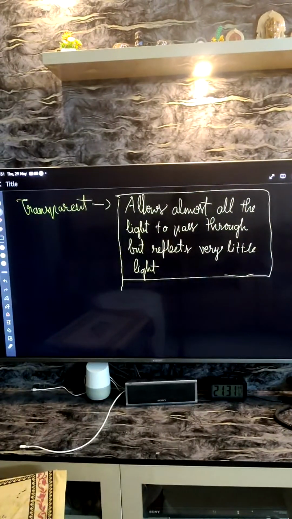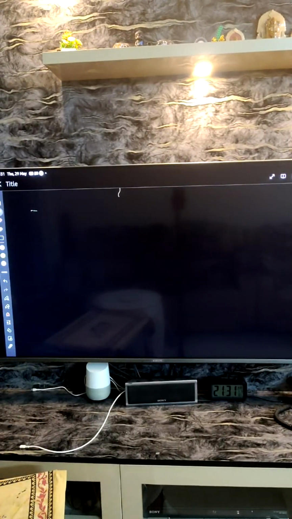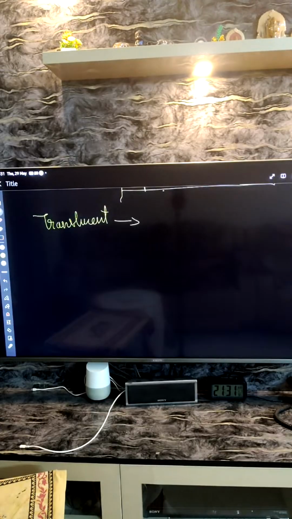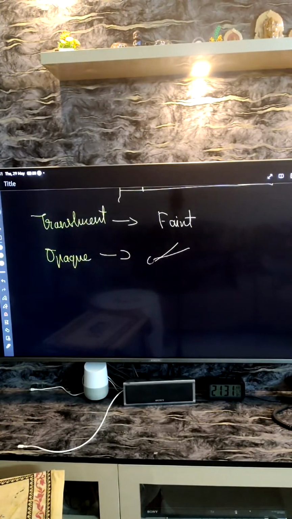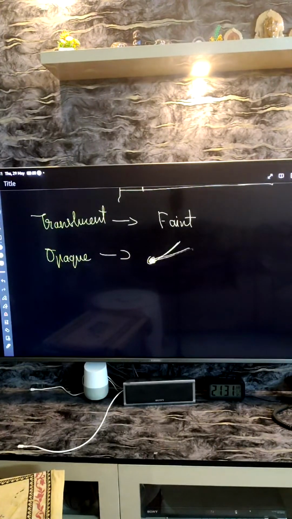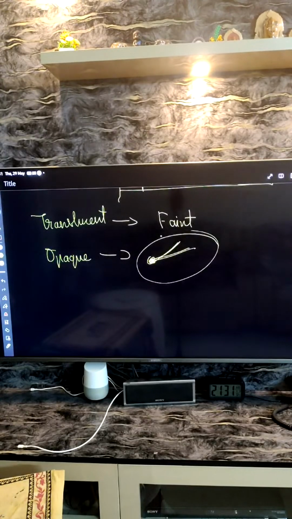Now, translucent means it's faint. You can see through it, but it is faint. Then opaque means it does not allow any light to pass through, but it absorbs very little part of the light. So it reflects most of the light.